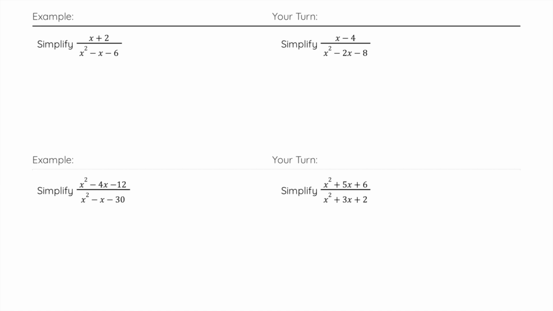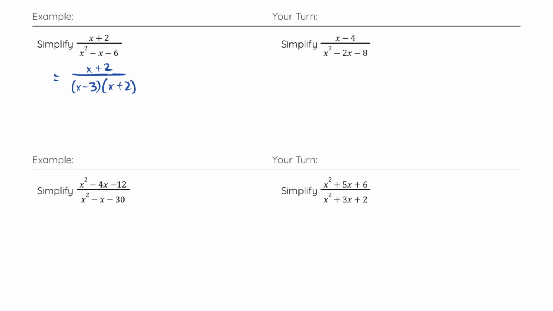Here we have a binomial above a quadratic trinomial, so we should always try to factor the quadratic trinomials first, and we get x plus 2, and then I'm looking for two numbers with a sum of -1 and a product of -6, and so that's going to be x minus 3 and x plus 2.